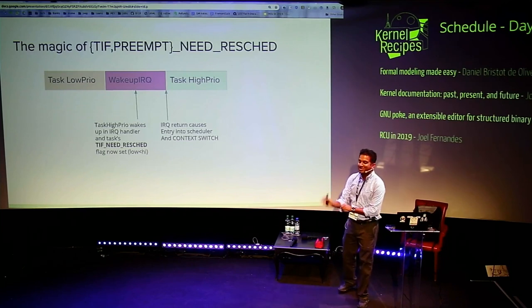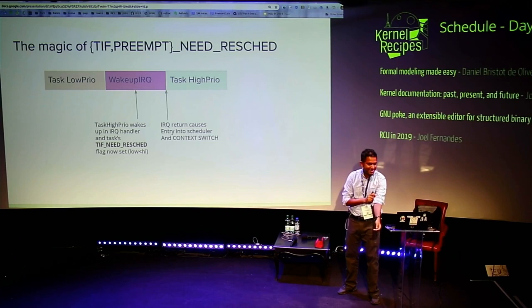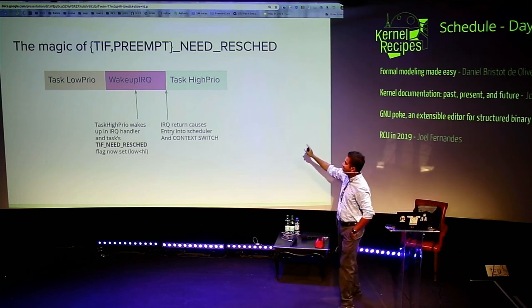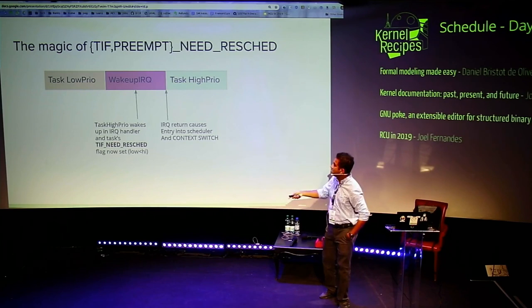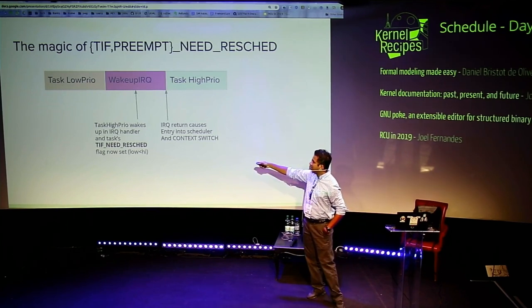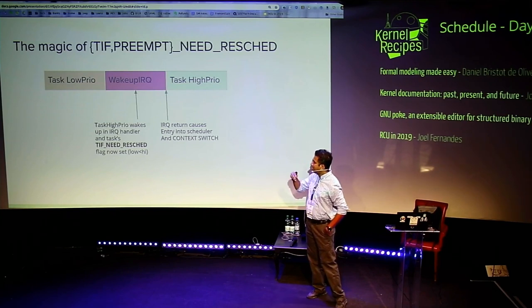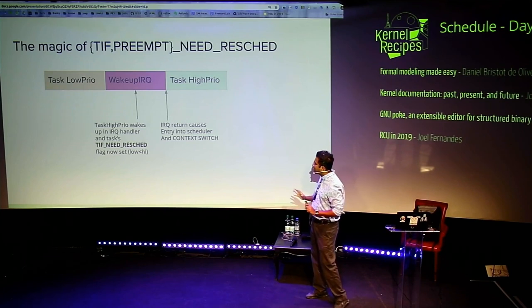So now I'm going to throw more stuff at you. I'm sorry. Let's understand some concepts here. Let's try to understand the need resched flag. What does a need resched flag do? When you have a higher priority task that wakes up on a CPU and a low priority task is running, you can have this need resched flag that is set. It's set by the scheduler. And the scheduler decides whether it should set the flag or not, if I understand correctly.